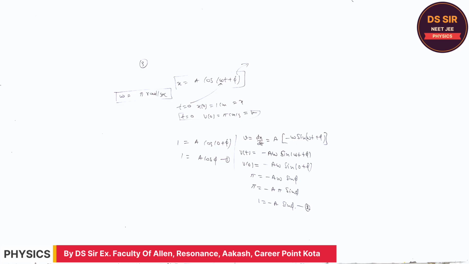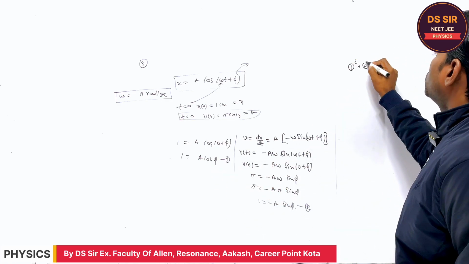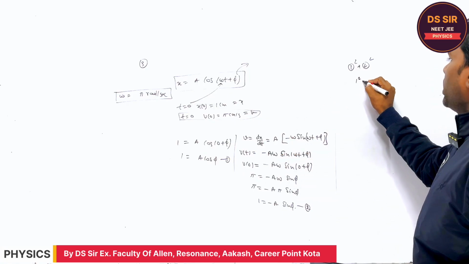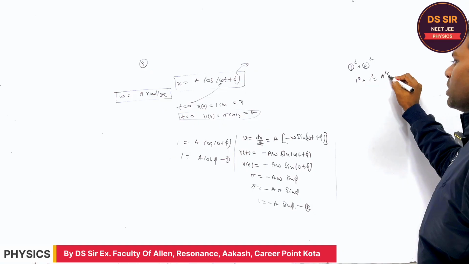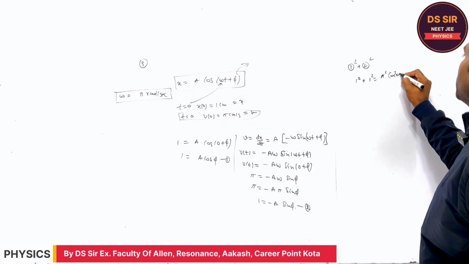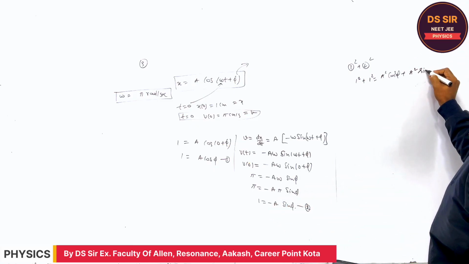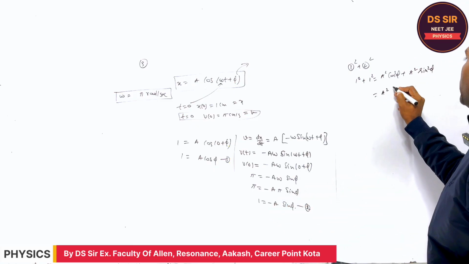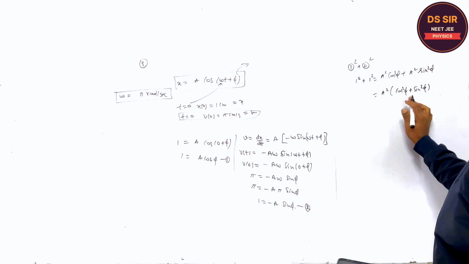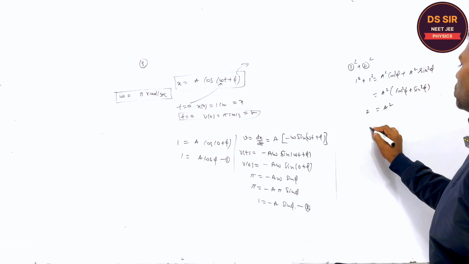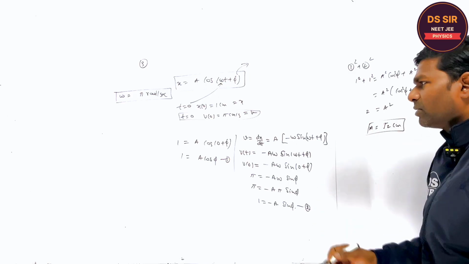How to find? 1 square plus 2 square, that is 1 square plus 1 square, is equal to a square cos square phi plus, if you make the square, the minus become positive, sin square phi, right? A square (cos square phi plus sin square phi), it become 1, so 2 is equal to a square. So amplitude is root 2 centimeter. This is the first part, right, the amplitude.